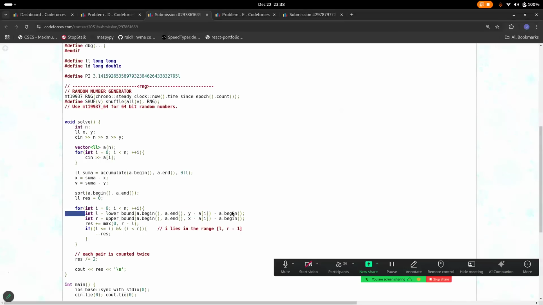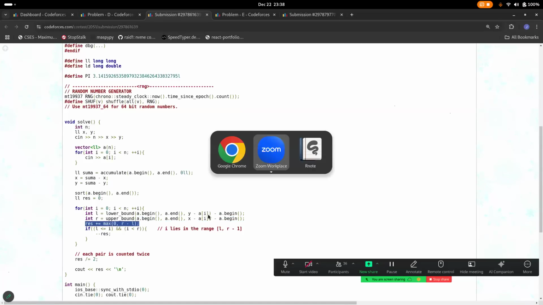Both of these would run in big O of log n, as both of these are internal implementations of binary search. And what you're doing over here is basically the maximum of 0 or r minus l. It may happen that r and l end up being the same, and r minus l can actually never go negative, because it's guaranteed that x is less than or equal to y, and that basically means that our y dash will be less than or equal to x dash. But just to be safe, we take the maximum. Basically what we do is we add r minus l to our answer.